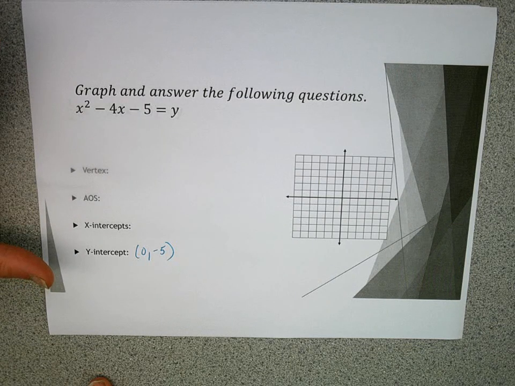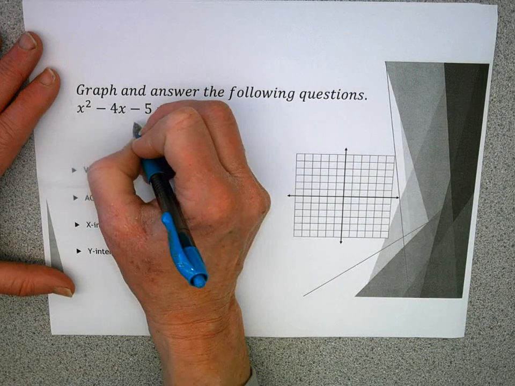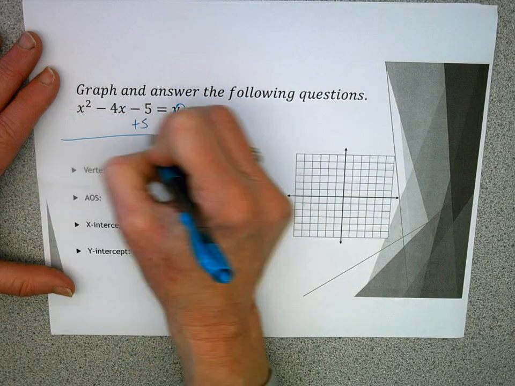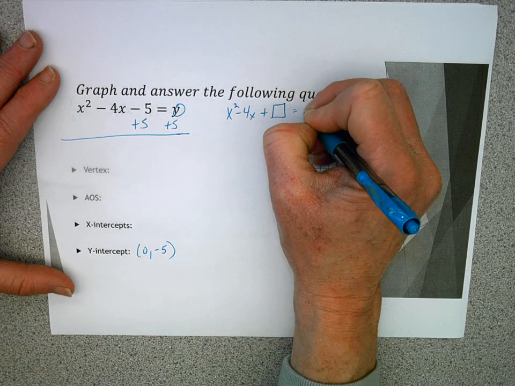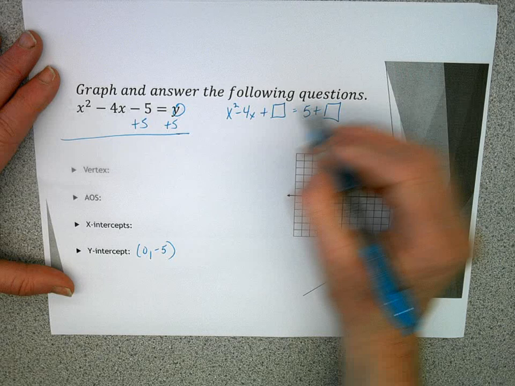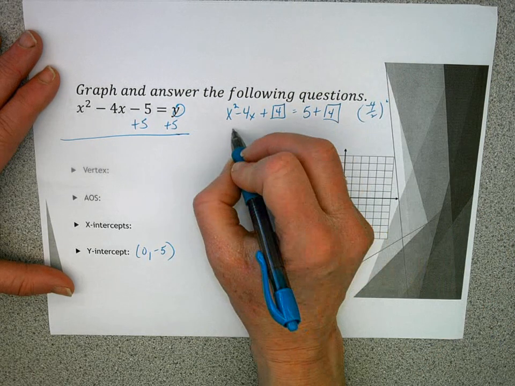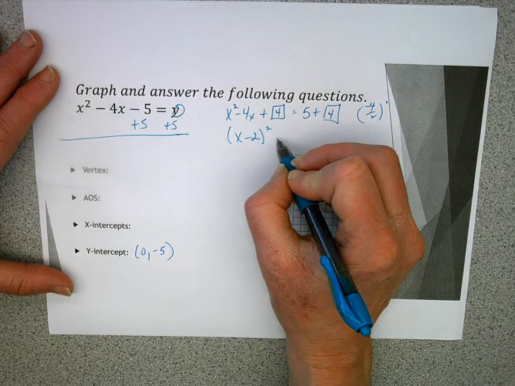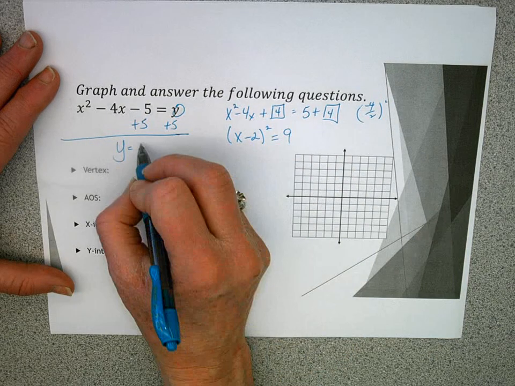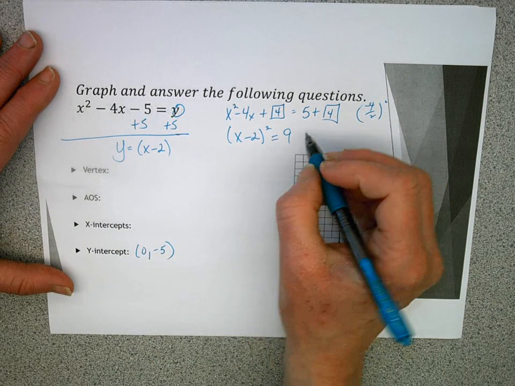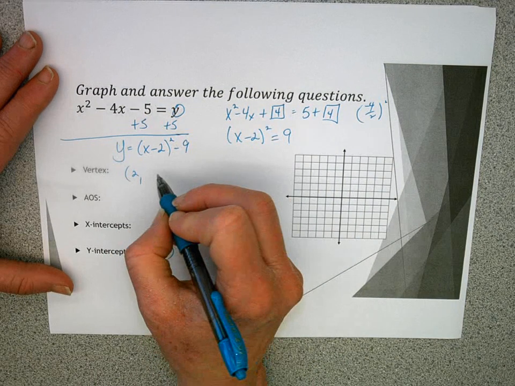I'm going to complete the square because I want it in vertex form. So I'm going to make this 0, move the 5 to the other side. So I have x squared minus 4x plus square equals 5 plus square. Half of 4 squared is 4. So I get (x minus 2) squared equals 9. So for my vertex form, I would move the 9 back over and write it like that. So I know the vertex is (2, -9).